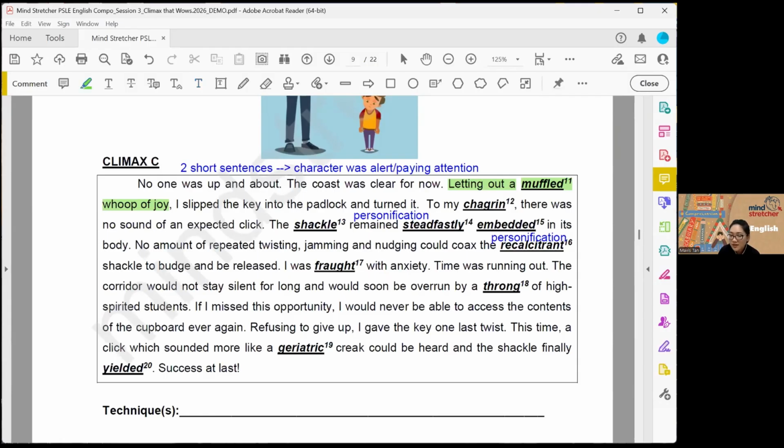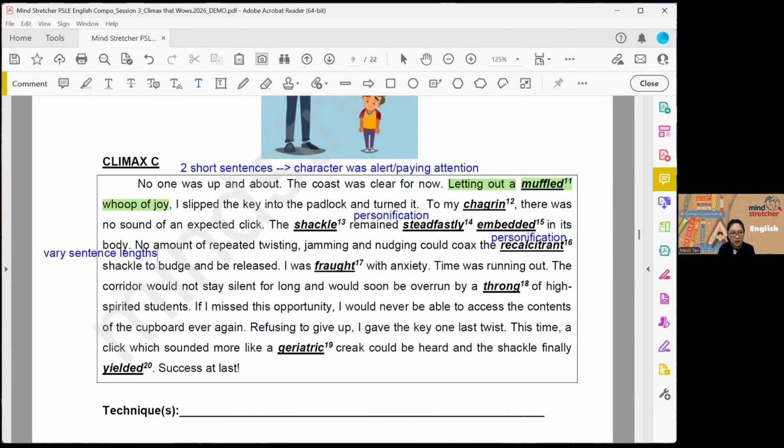I was fraught with anxiety. Short sentence again. You realize this sentence is longer and then it's a shorter sentence after, varying sentence lengths. Okay, so you model after these. Why am I labeling all these? Because when you're writing a compo and when you're looking at this model, remind yourself to use the same technique. Okay, vary sentence length. So no amount of this, and this could coax it. Full stop. I was fraught with anxiety.